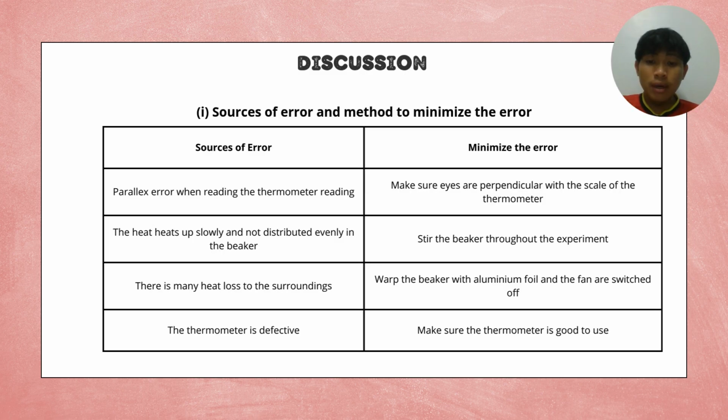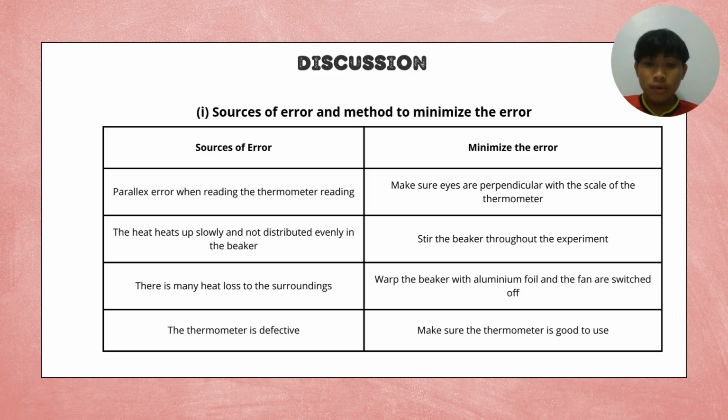So next, we're going to go to the fourth part of our discussion about sources of error and methods to minimize the error. So we have four sources of error and the ways to minimize the error. First of all, the parallax error when reading the thermometer, and how to minimize this error is to make sure eyes are perpendicular with the scale of the thermometer.